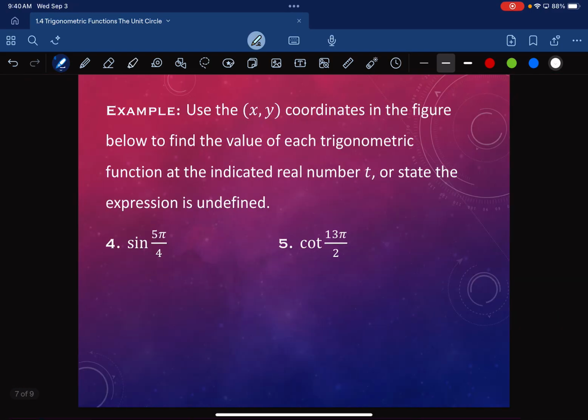How about sine of 5 pi over 4, okay? This one still is on my unit circle, 5 pi over 4 is. Where is 5 pi over 4? What quadrant am I in? Quadrant 3, and it's the halfway mark, right? It's this one down here. So in terms of my image, I'm right over here. What is the ordered pair at that point?